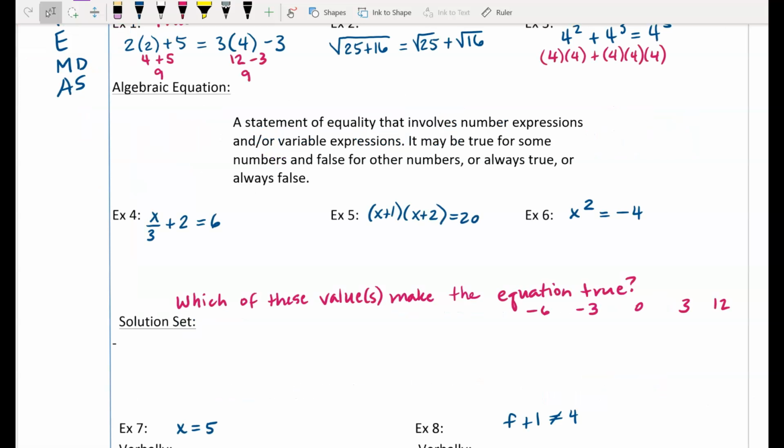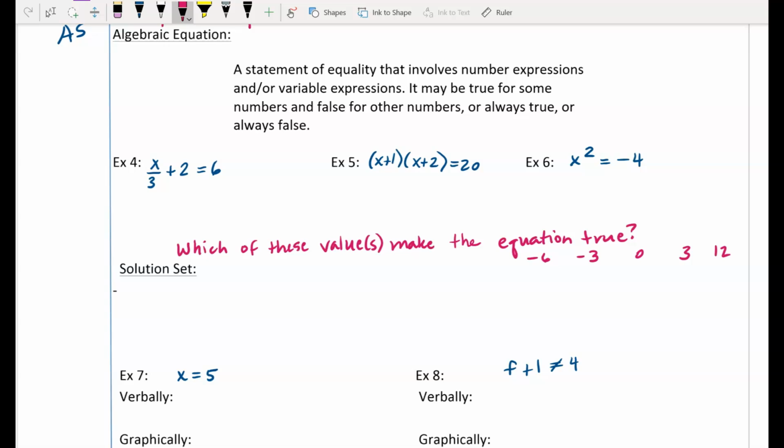Now let's look at how algebraic equations are different. Once again, pause the video if you need to write this definition down. An algebraic equation is a statement of equality, so there's an equal sign in it, that involves number expressions and/or variable expressions. It may be true for some numbers and false for other numbers, or it can be always true or always false.